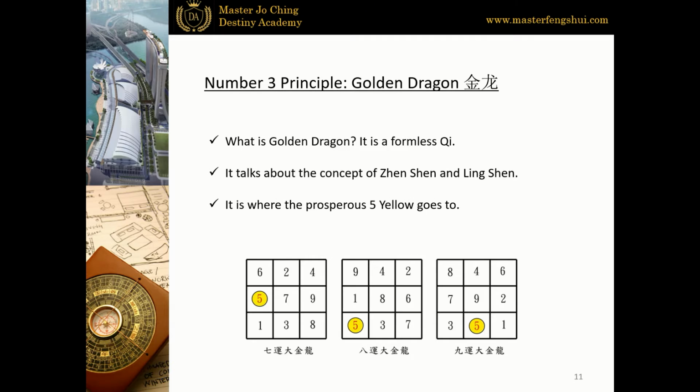Number 3 principle is the golden dragon. So what is golden dragon? Golden dragon is a formless energy or formless qi. It talks about the concept of 正神 and 灵神. For some of you here, if you have studied Flying Star Feng Shui, I don't think you will find the 正神 and 灵神 concept unfamiliar, but I will share with you more later on.